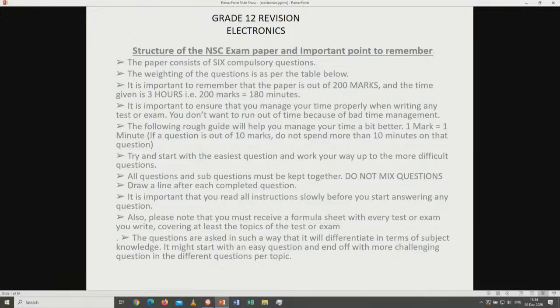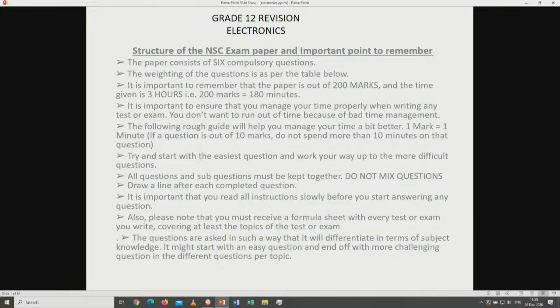All questions and sub-questions must be kept together. Do not mix questions. By the phrase "do not mix questions," it simply means when you write question 1, write question 1 until you finish it, rather than having question 1.1, question 1.2, then question 1.3 in the middle of question 3. That is not acceptable, people.